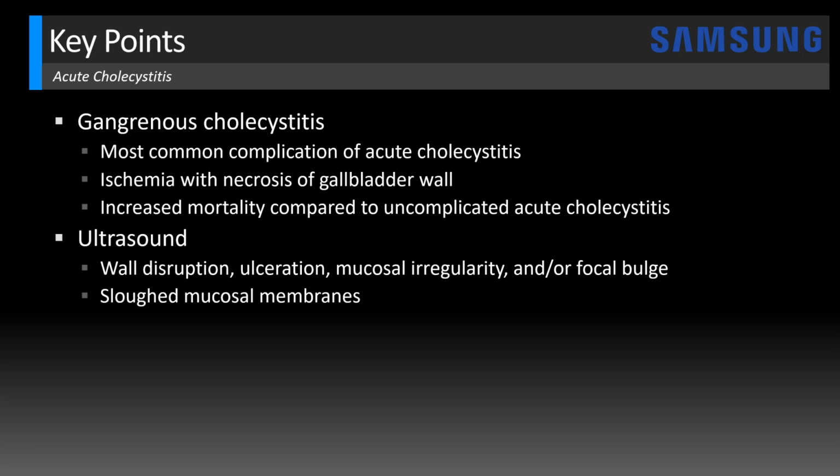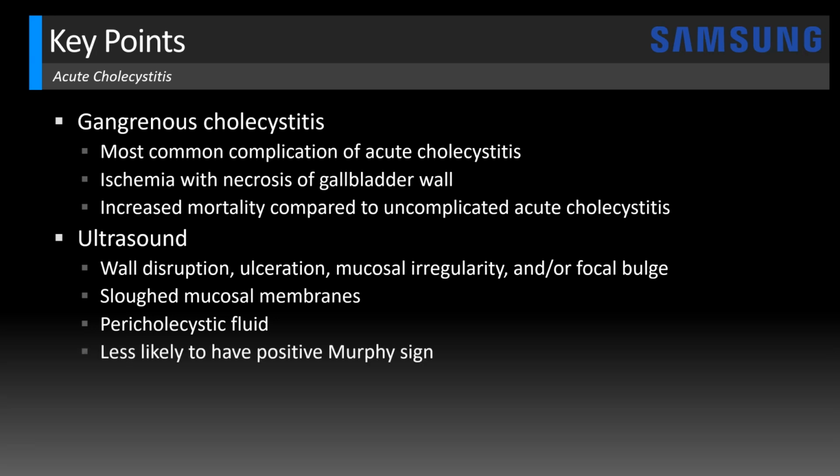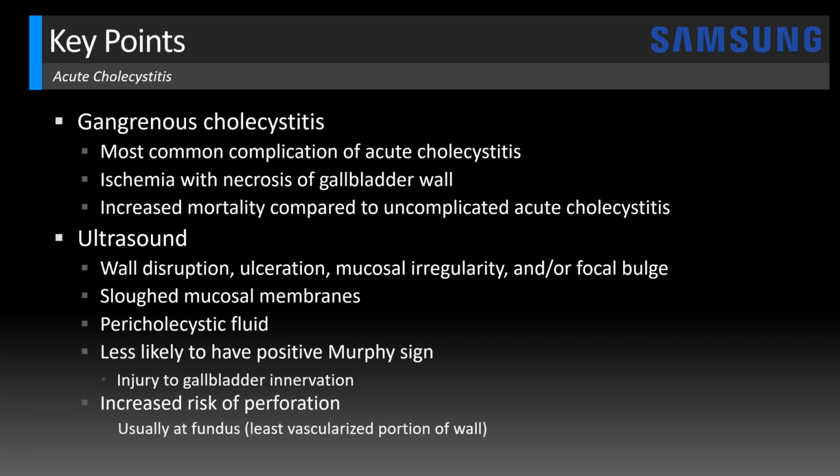Something else to be aware of is that gallbladder sludge can sometimes have a membranous configuration that can mimic these sloughed mucosal membranes. These patients with gangrenous cholecystitis are also more likely to have pericholecystic fluid because, again, that's a finding usually seen in advanced cholecystitis. Of note, these patients are also less likely to have a positive Murphy sign, and that's due to injury to gallbladder innervation. These patients may also have a history of underlying diabetes. Finally, there's an increased risk of perforation with gangrenous cholecystitis, and that usually occurs at the fundus because that's the least vascularized portion of the wall. So any case of acute cholecystitis that has perforation should make you wonder, could this be gangrenous cholecystitis?